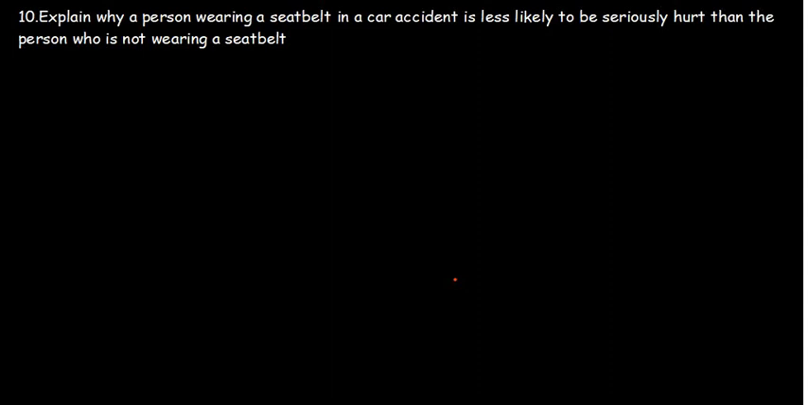Now let's talk about question 10, which is saying explain why a person wearing a seatbelt in a car accident is less likely to be seriously hurt than the person who is not wearing the seatbelt.